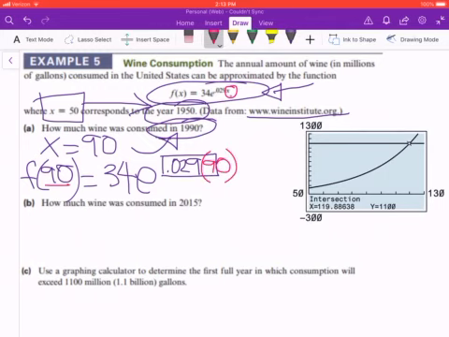So you do that and press enter, and the answer should give you approximately 462, and the scale here is going to be in millions of gallons. So 462 millions of gallons.